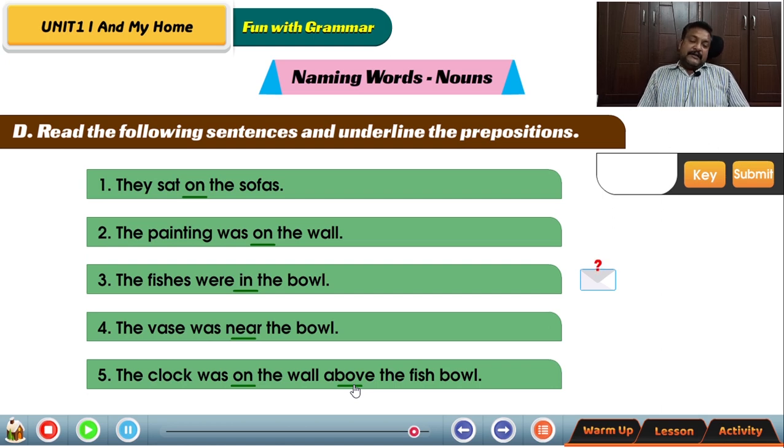So we have underlined the prepositions in these sentences. They sat on the sofas, the painting was on the wall, the fish were in the bowl, the vase was near the bowl, the clock was on the wall above the fish bowl. So I'll keep the screen the same for a minute. You just read the sentences.